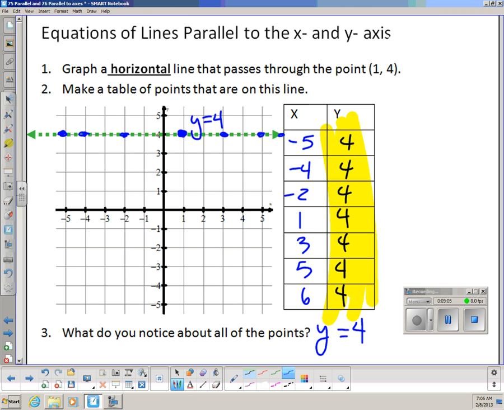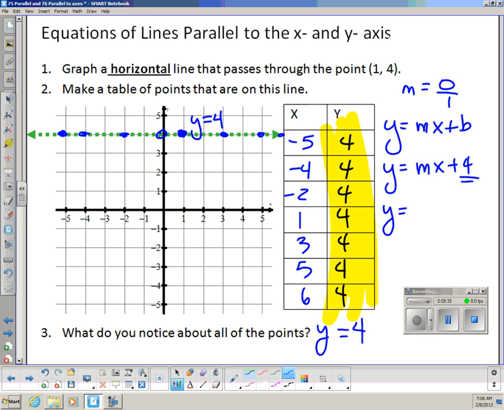Now you might be confused. You're used to y equals mx plus b. Well, if we think about this for a minute, we know the y-intercept is 0, 4, so I can fill that in. That's my y-intercept. But then the slope. Well, the slope, I go up 0 to the right 1. So the slope is 0 over 1, or 0 over 2, or 0 over 6, whatever you want, if you wanted to travel from one point to another. So what happens is I get y equals 0x plus 4, and 0 times x is 0. So we just get y equals 4, the same thing that we noticed in the table of points. All right.